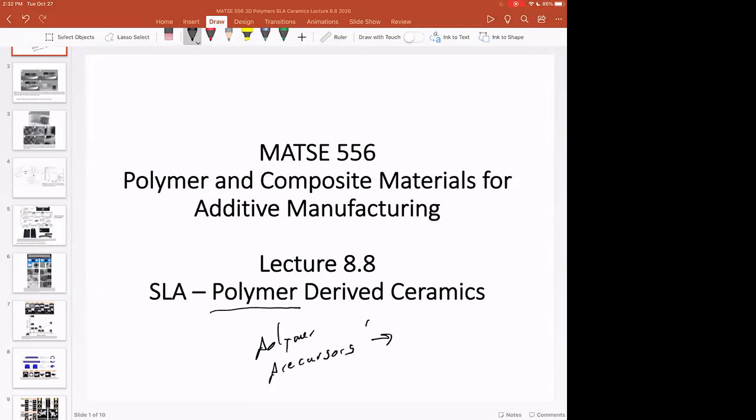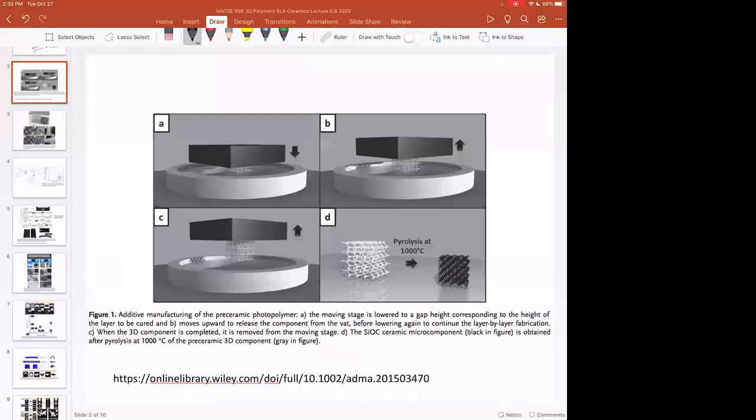and then do what's called pyrolysis, or they heat up polymers and then they obtain a ceramic. And these are called polymer derived ceramics, or PDCs. And you'll see some of the chemistry here in a second. But this is really cool because now you can do stereolithography and get high resolution structures and turn those into ceramics just through this pyrolysis step. So this is a nice paper right here. I suggest you check this out because it's just really cool.